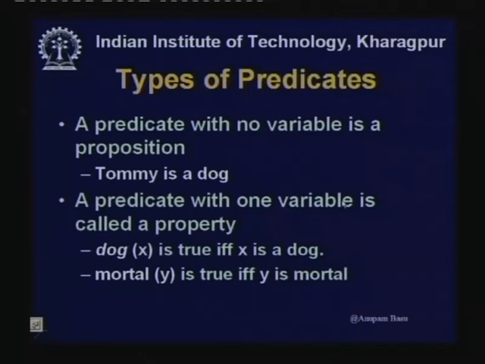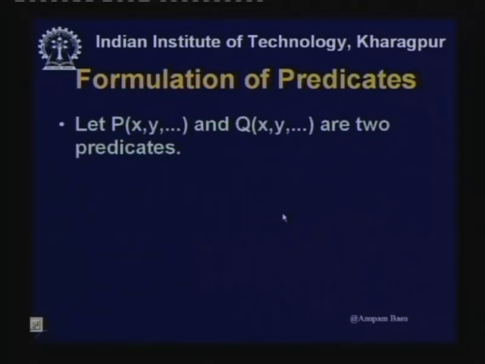So, a predicate with one variable is called a property. Dog(x), that is x is a dog, is true if and only if x is a dog. Mortal(y) is true if and only if y is mortal. So, a predicate with one variable is called a property.